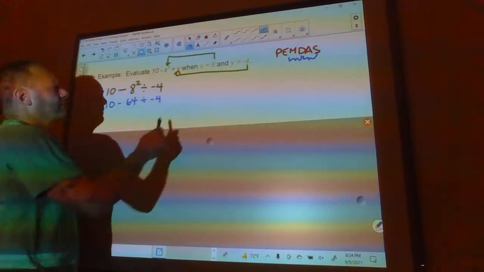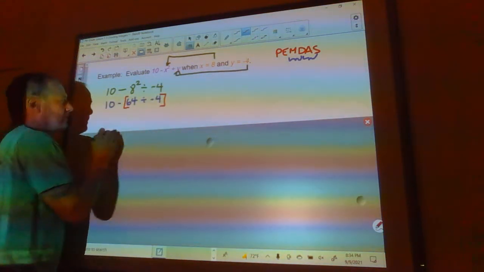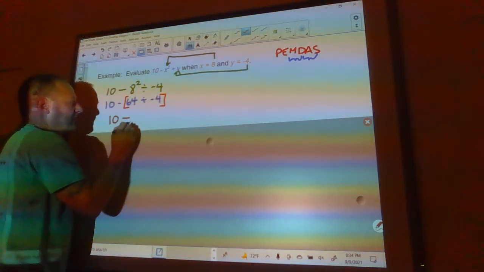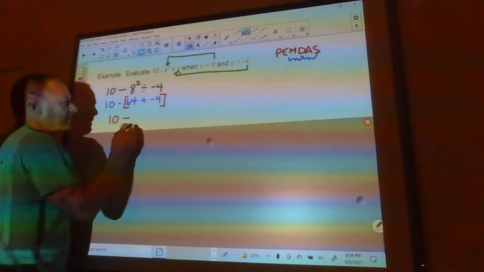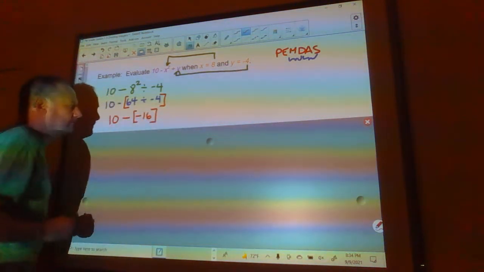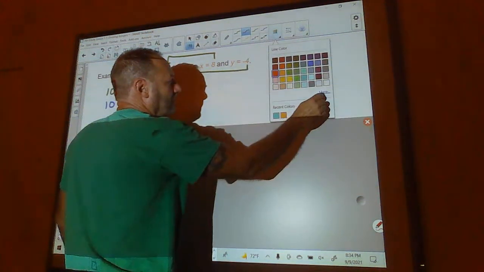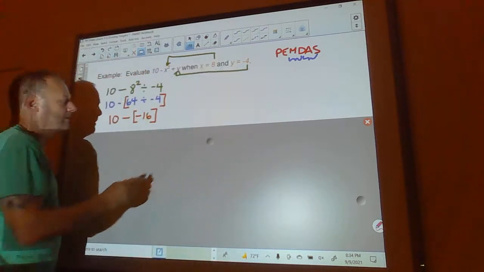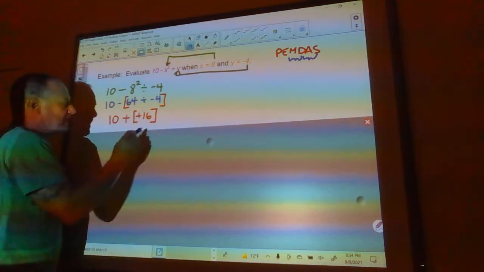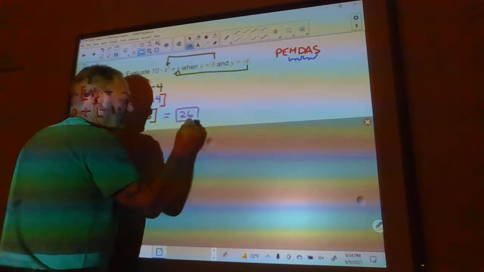Now the next thing I'm going to do is division, because that comes before subtraction. So I'm going to do this part first. So this becomes 10 minus, 64 divided by negative 4 is negative 16. And now this becomes plus a positive, and 10 plus 16 is 26, and I'm done.